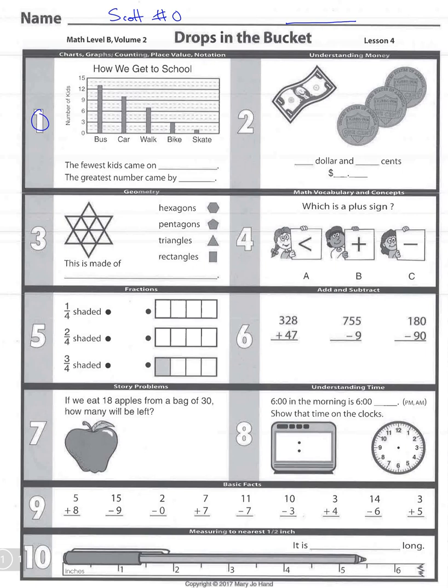All right, so we're back to our how we get to school graph. And this time, it says the fewest kids came on what? What did they come by? Was it bus, car, walk, bike, or skate? The fewest kids. And then the next question says the greatest number came by what? So go ahead and finish that and we'll look at number 2.